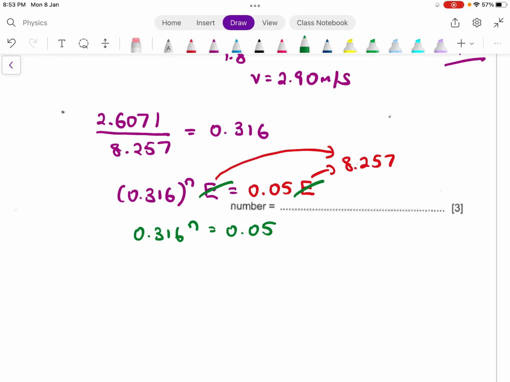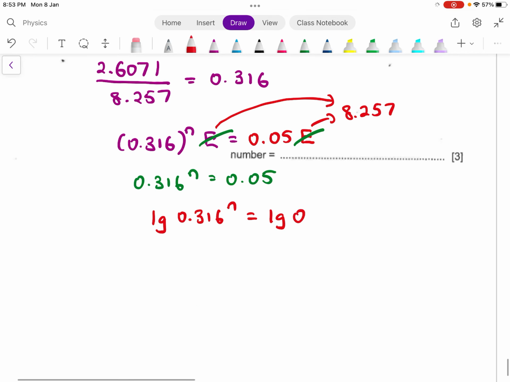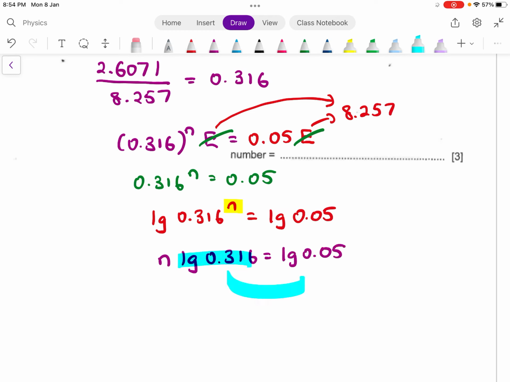So you want to solve for n. For me, I log both sides. So lg 0.316 to the power n equals lg 0.05. Then you can apply the power law, so the n you bring down. So it becomes n lg 0.316 equals lg 0.05. Then bring this whole thing to the right hand side.